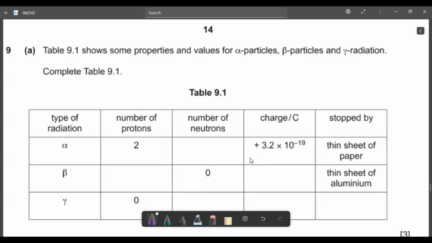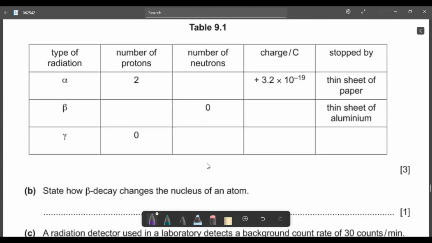Next. Table 9.1 shows some properties and values for alpha particles, beta particles and gamma radiations. Complete the table. The columns are type of radiation, number of protons, number of neutrons, charge, and stopped by. So for alpha, it is 2 protons, and the number of neutrons is 2.